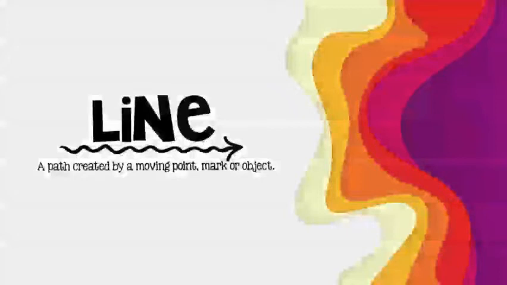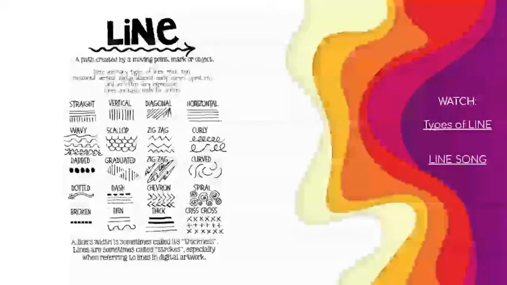Line is a path created by a moving point, mark, or object. I like to say that line is a dot that went for a walk, and those lines aren't limited to horizontal, straight moving walks. They could be vertical, diagonal, curvy, wavy, zigzag, or many other different types of line.